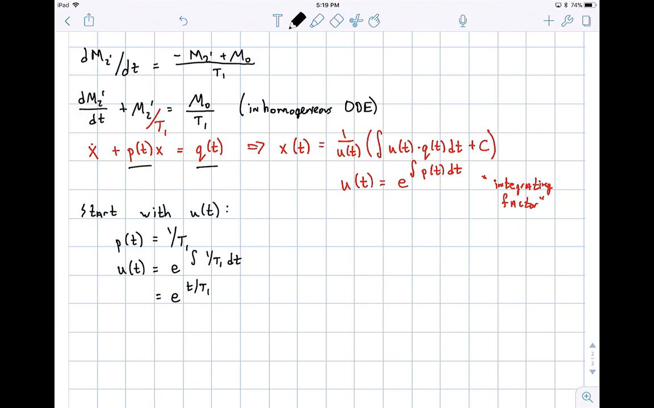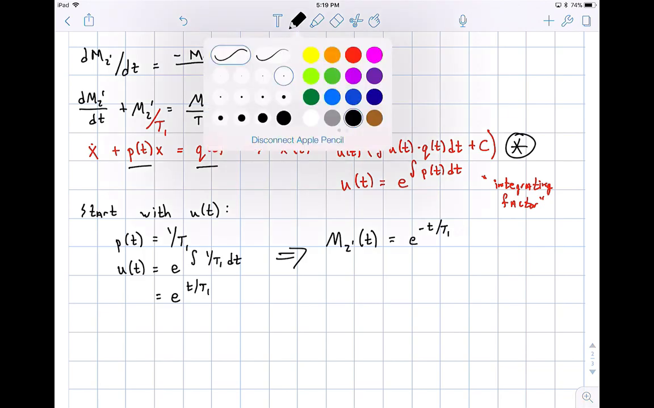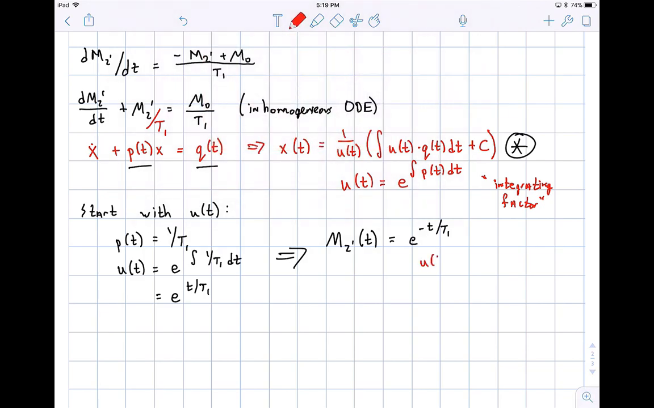We come back to trying to identify what is the total solution now. So we can say, well, this is the thing we're curious about. What is mz as a function of time? Mz prime as a function of time. That's the solution, right? It's something we'd like to understand. And we can pick up that solution from the general solution that we have up here. The first thing that it starts with is a 1 over u of t. And we know what that looks like. That's just e to the minus t over t1. Right? So this here is just our 1 over u of t.